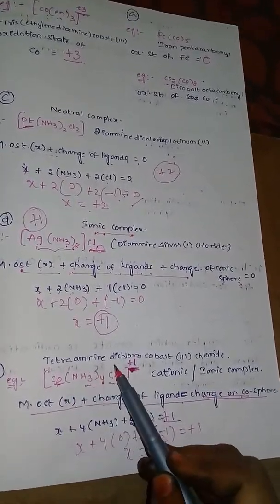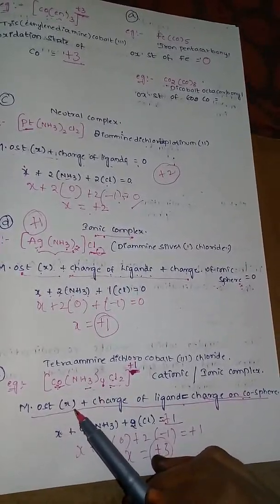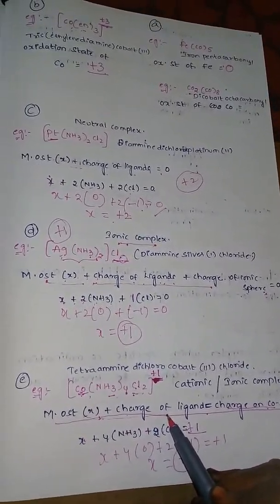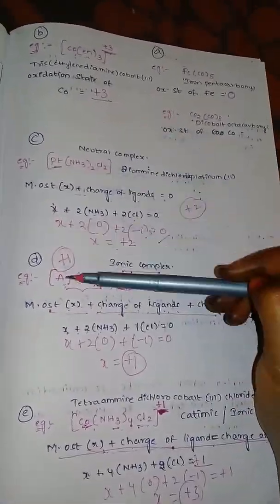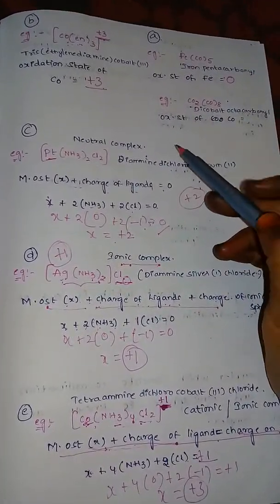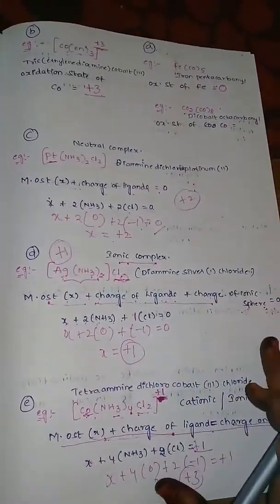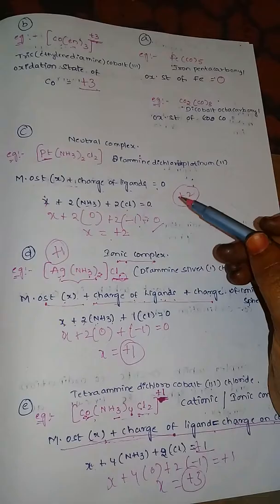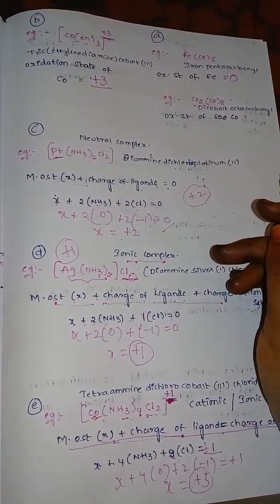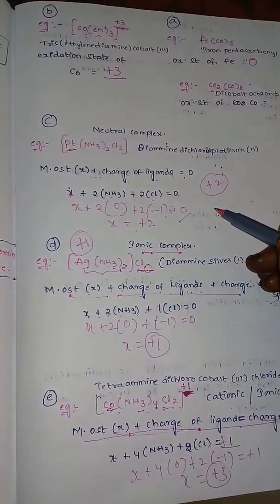So if the complex contains a cation or anion, we find the oxidation state of the central atom using this formula. So these are the 5 examples to find. We solved these examples by using the 5 tricks. Those 5 tricks are the most important for finding the oxidation state of the central metal atom in a coordination complex.